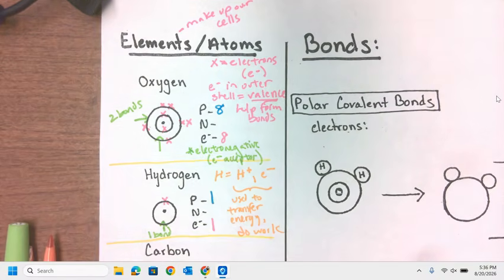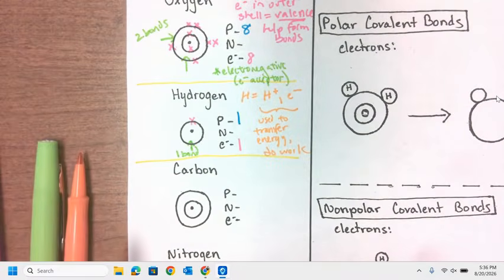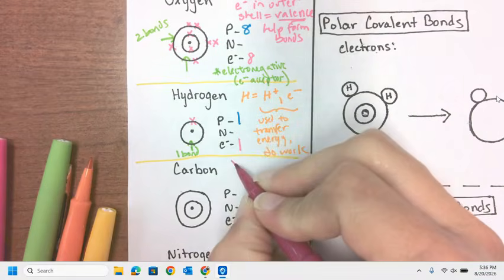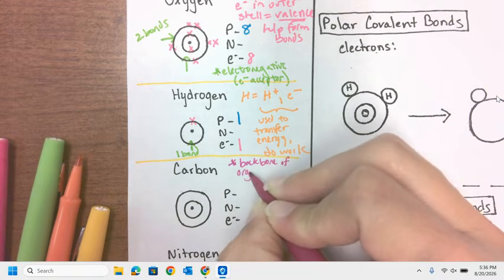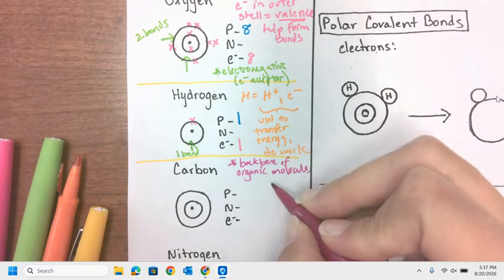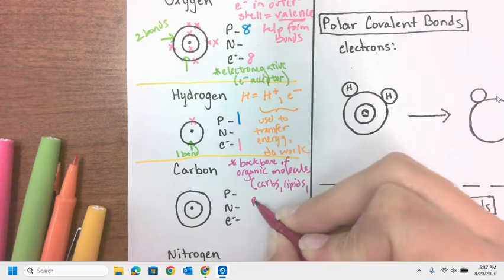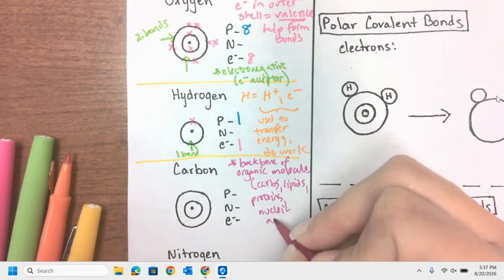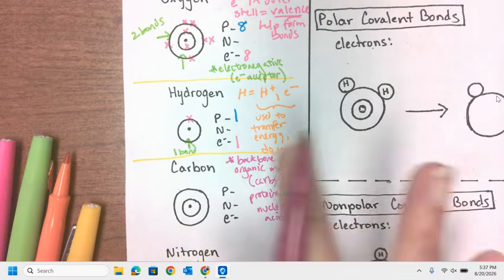Next, we have carbon. Carbon is a really, really important element in biology because it is the backbone of organic molecules, okay? Meaning carbohydrates, lipids, proteins, and nucleic acids, and when I say nucleic acids, I mean like DNA and RNA. They all have a carbon that makes up their internal structure with other things attached to it.